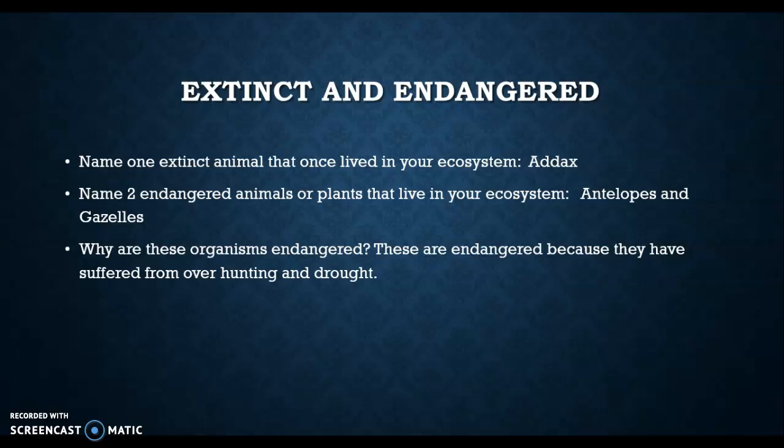Okay, so extinct and endangered. One extinct animal that was in the Sahara Desert is an addax. Two endangered animals I found were antelopes and gazelles, and the reason they are endangered is because they've been overhunted and because of drought.